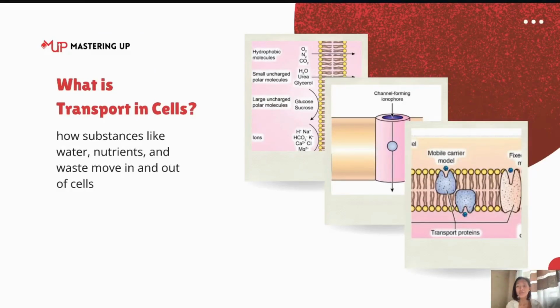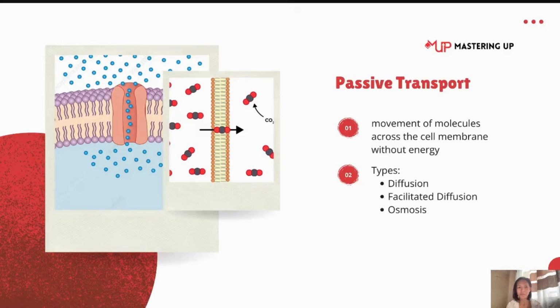Transport in cells refers to the process of moving molecules and ions in and out of the cell. This can happen through the cell membrane, which is semi-permeable, meaning it allows certain substances to pass while blocking others. There are two broad categories of transport. Again, it's passive transport and active transport.